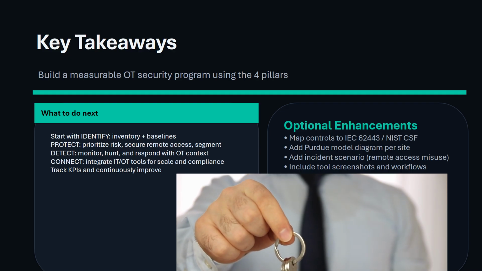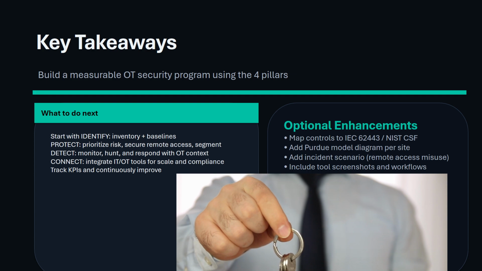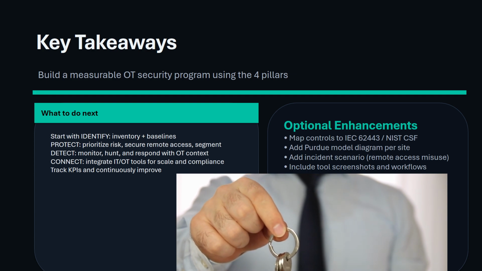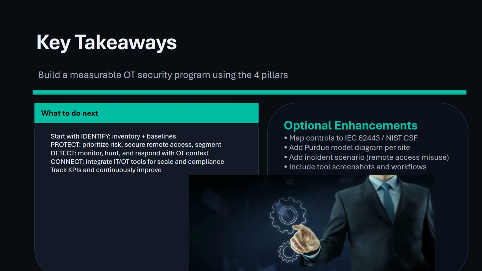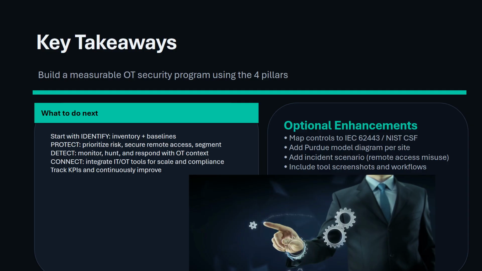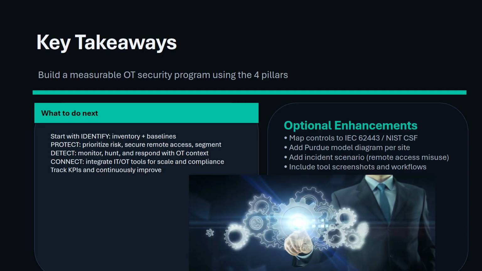Start by inventorying assets and baselining behavior. Prioritize risk and segment networks. Monitor and respond with OT context. Integrate IT and OT tools for scale and compliance. Track KPIs and continuously improve.